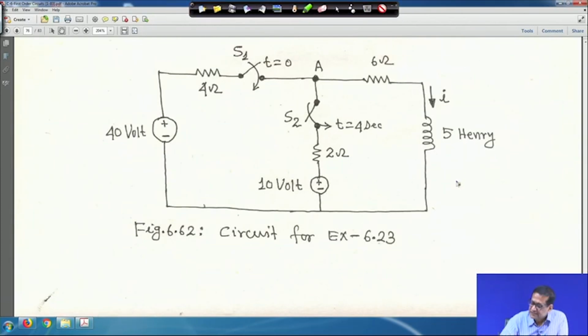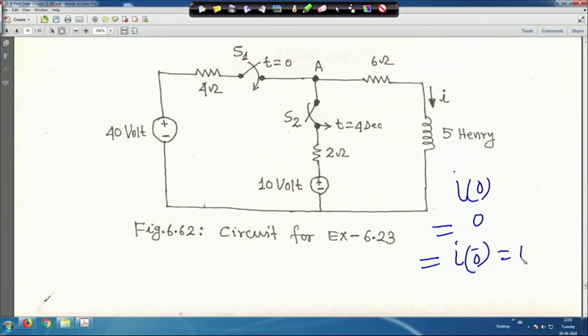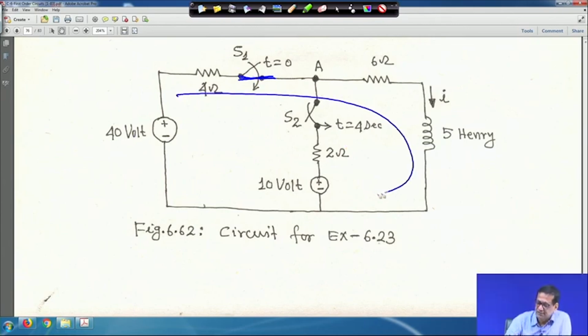So, initially I 0 is equal to 0, that is I 0 minus is equal to I 0 plus, right. So, this is 0 because this was open and this is open. Now, this S1 is closed, but this is open, right, but this remains open. S2 will be closed 4 seconds later. So, this is closed, and that means this is the path, right, this is open.